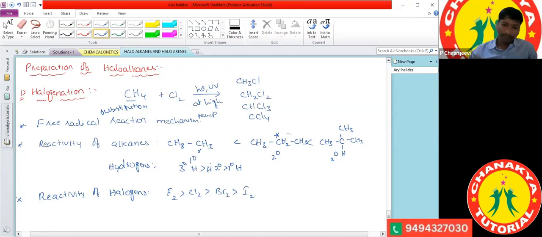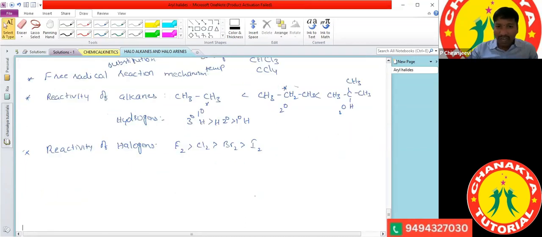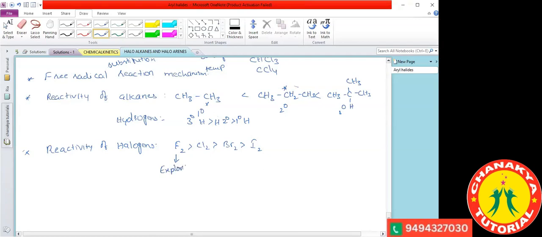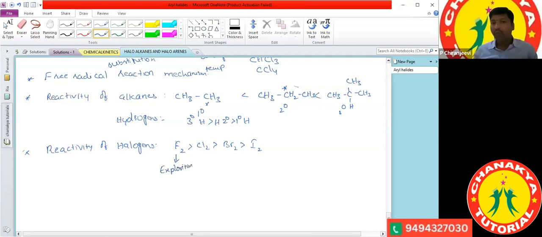Now, let us say whenever we are taking the halogenation reaction, fluorination does not take place. Why does fluorination not take place? Because it is too violent. It reacts violently with the alkanes. The fluorination reaction is so highly violent.